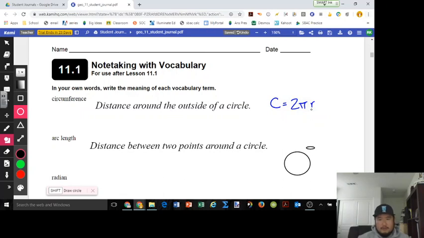So if I have myself a circle, here's my circle, and I have right here a point A, and over here on the circle we'll put point B. If I'm going to try to find the arc length, I want to figure out how long this distance right here is between the 2 points, or arc AB. Right, so that is the arc length.